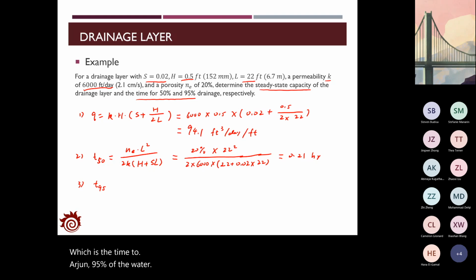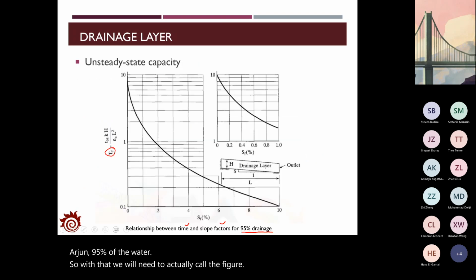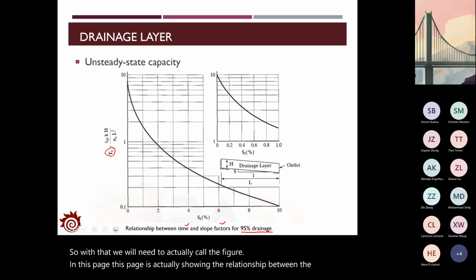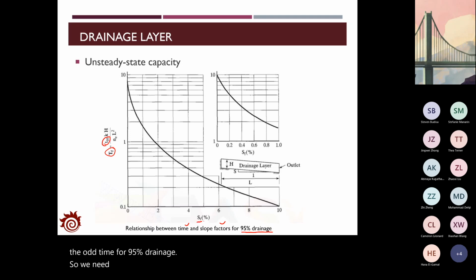So with that, we will need to call the figure in this page. This page is showing the relationship between the time factor and the slope factor. In the time factor, you can find out the time for 95% drainage. So we need to identify SF. With SF, we can then estimate the TF and then calculate the T95.